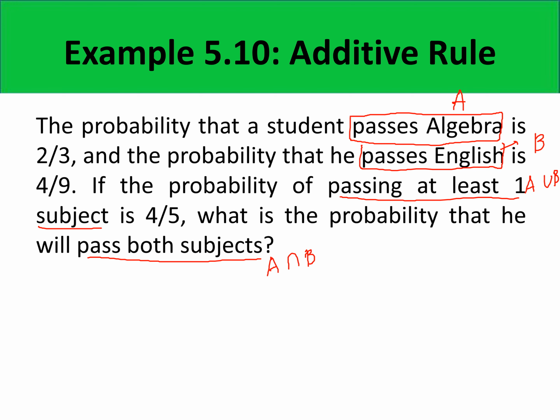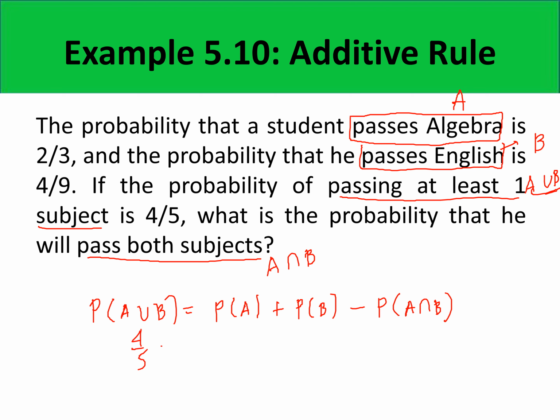According to our additive rule, the probability of A union B is equal to the probability of A plus the probability of B minus the probability of A intersection B. From the given problem, the probability of A union B is given as 4/5. The probability of A, or passing algebra, is 2/3, so P of A is 2/3 plus the probability of B, which is passing English, is 4/9, minus x, because we're looking for the probability of A intersection B.